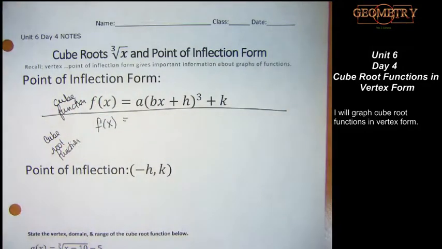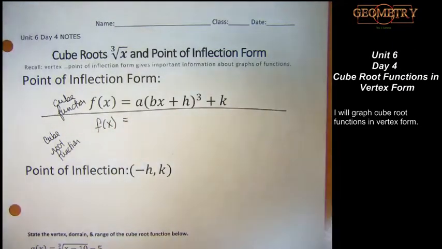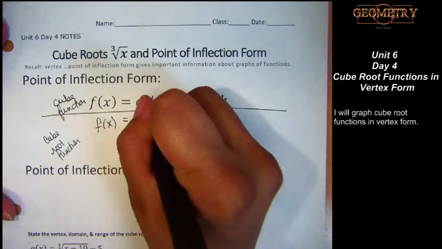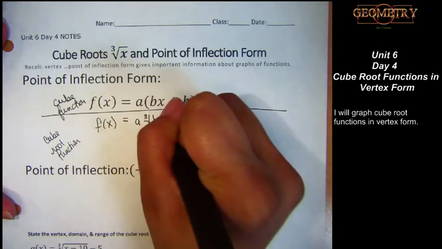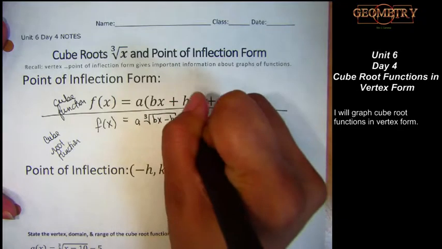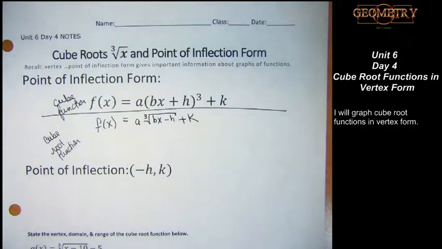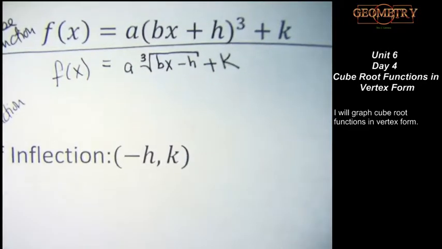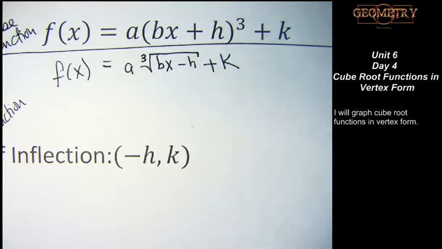I'm using f of x to mean any old random function because I'm using f for function. So these are not necessarily the same function. F is just kind of in general. All right, so in vertex point of inflection form, the cube root function looks something like that. And this looks really familiar, almost every single last one of these that we've done so far has this form.